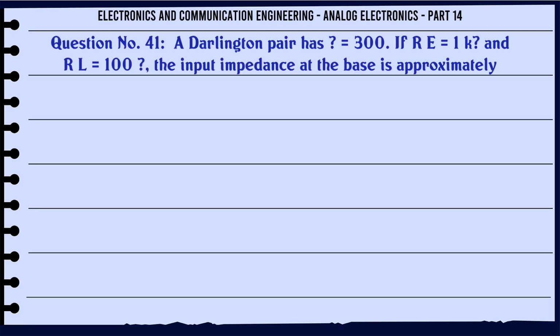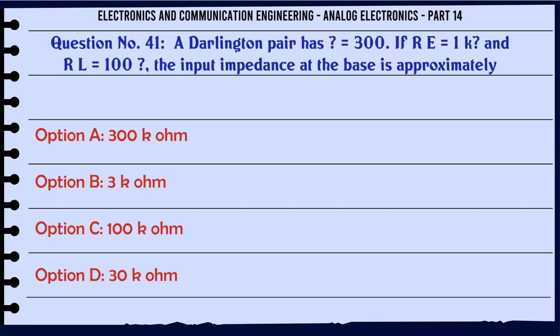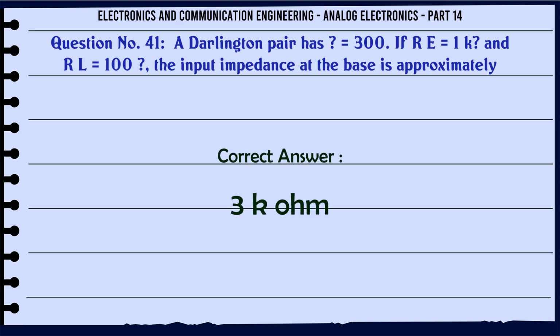A Darlington pair has β = 300. If RE = 1K and RL = 100, the input impedance at the base is approximately A. 300 k ohm, B. 3 k ohm, C. 100 k ohm, D. 30 k ohm. The correct answer is 3 k ohm.